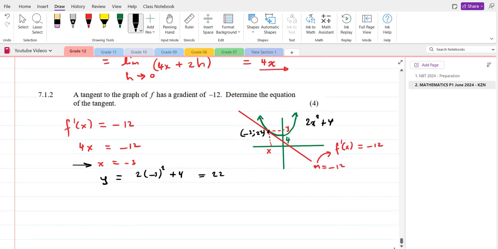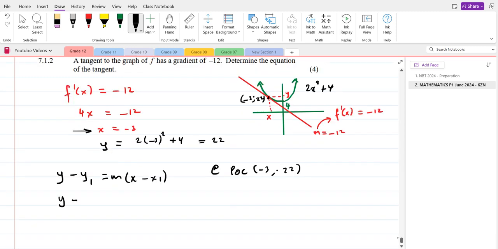So at the point of contact, negative 3 and 22, we have y minus y1 equals m into x minus x1. We want to determine the equation of the tangent. So y minus y1, what's y1? 22, and m is negative 12 into x minus, what's x1? Minus 3, so minus 3 becomes plus 3. So we get negative 12x, negative 36, and plus 22. We need to open this up and then take the 22 over.